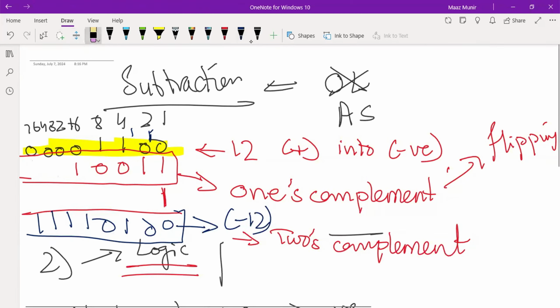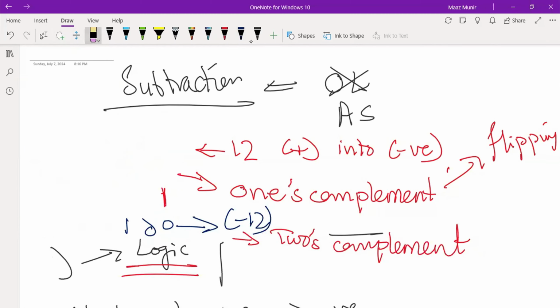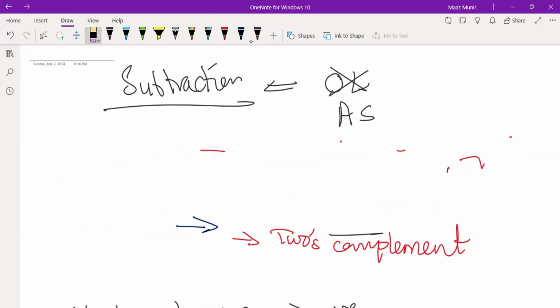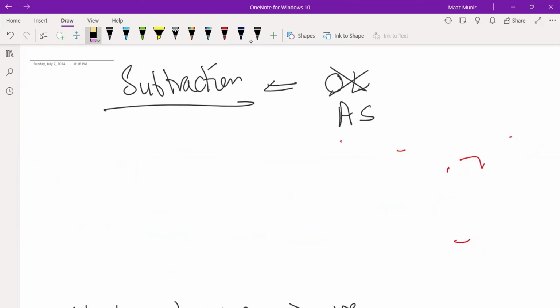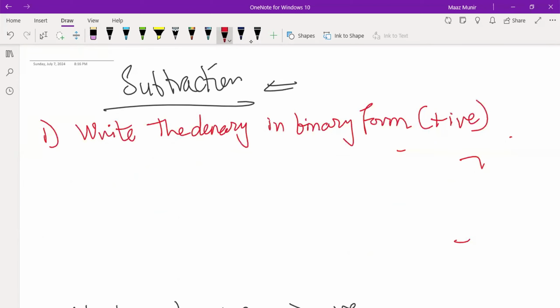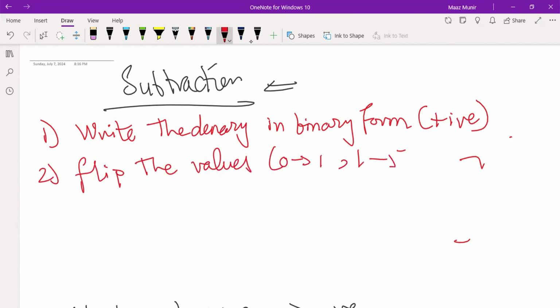Now, let's just go through this again. Let me write the entire steps of how we do all this. Let's remove everything. Step number one, write the denary value in binary form. The positive one. Again, this is the positive one, not the negative one. Step number two is basically to flip the values. 0 becomes a 1 and a 1 becomes a 0.